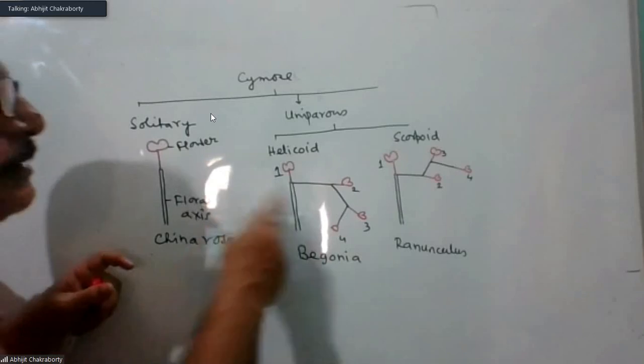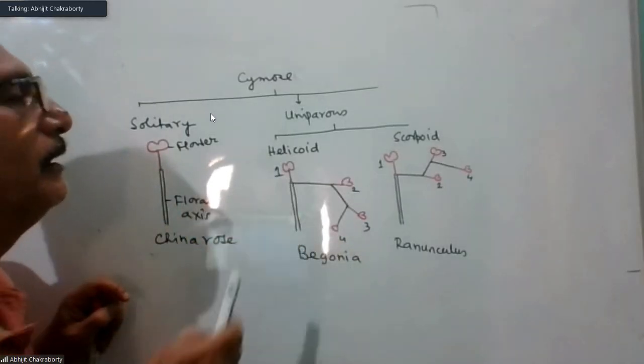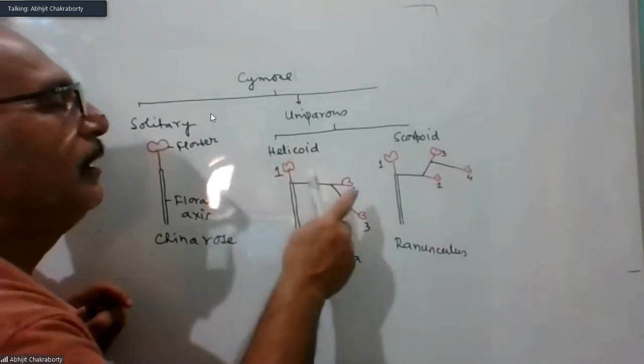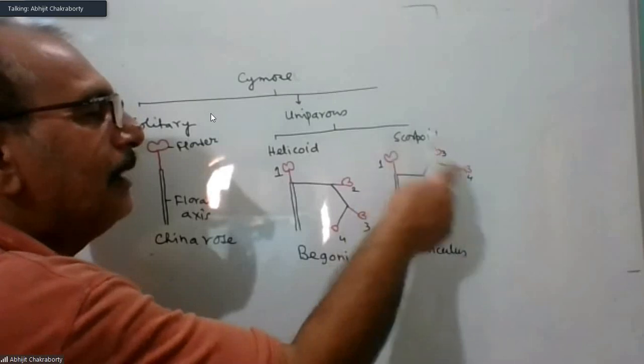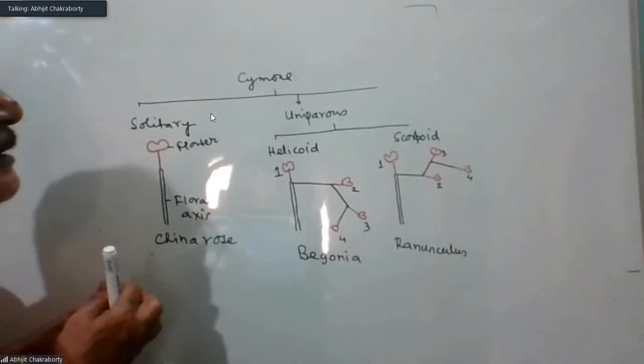Why is this one side? It is not always from the right, it may start from the left side also, but in one side. If it is always in one direction, then it is helicoid. If right, then left, then right, if this arrangement is found, then it is called scorpoid.